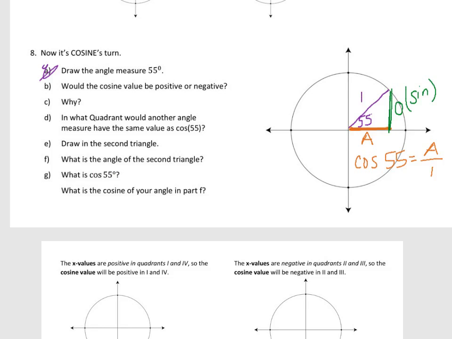And if you think about what that value would be for our adjacent side right here, it's going to be positive because we are in the positive x's. Down here would be our negative x's, but for 55, it's positive. So that's why it's positive.